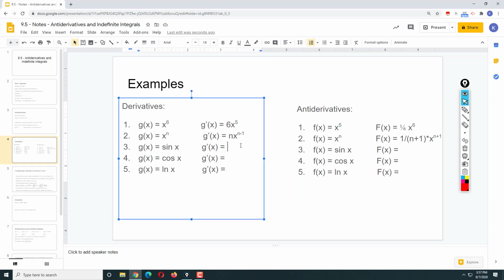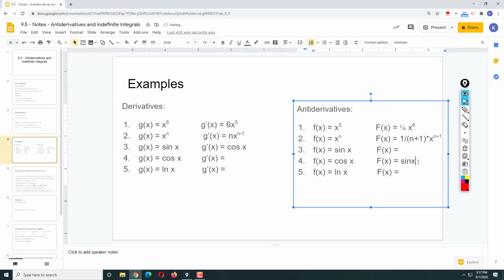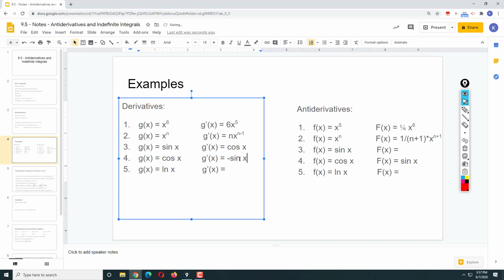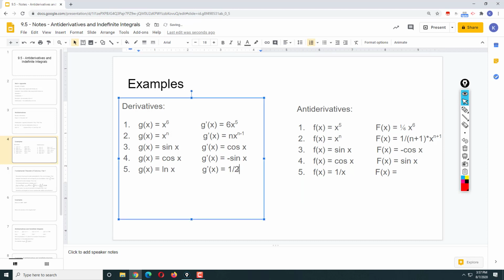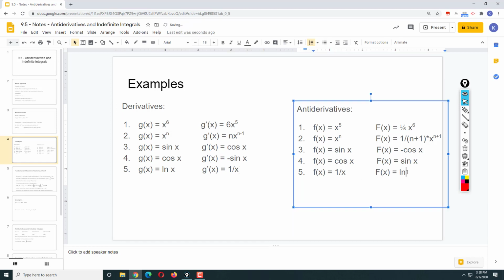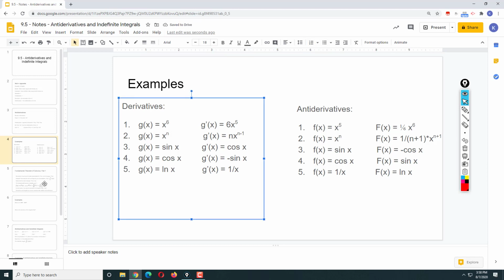The derivative of sine x is cosine x. So the antiderivative of cosine x is sine x. The derivative of cosine x is negative sine x. So the antiderivative of sine x is actually negative cosine x. Okay. Next, the derivative of ln of x is 1 over x. So the antiderivative of 1 over x must be ln of x. Okay.